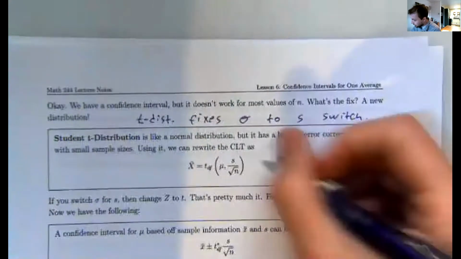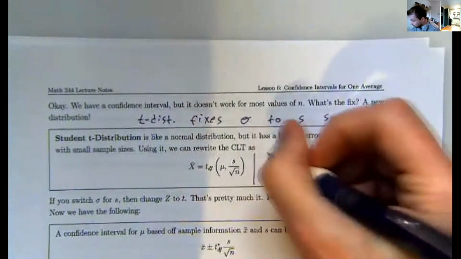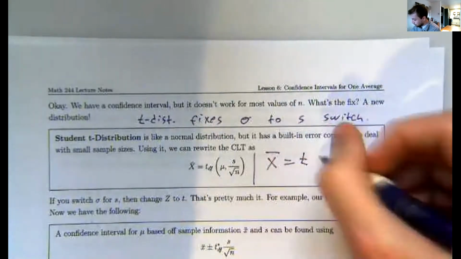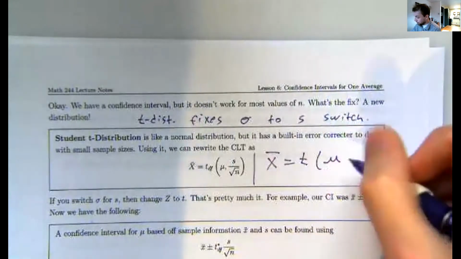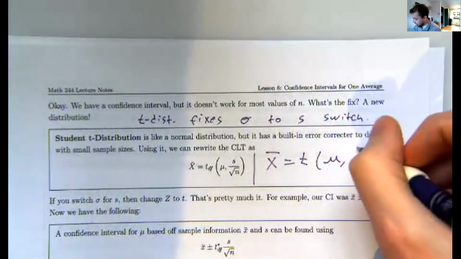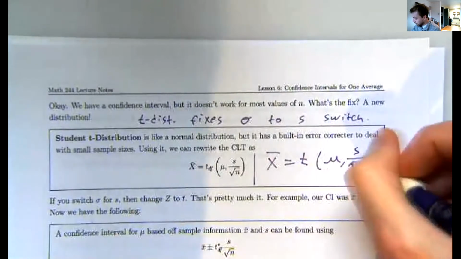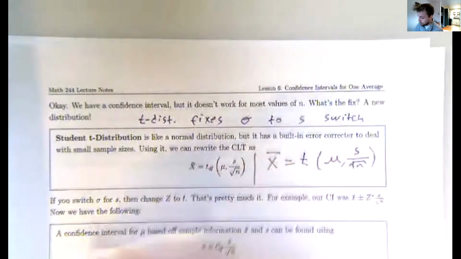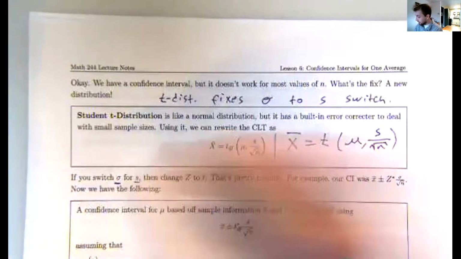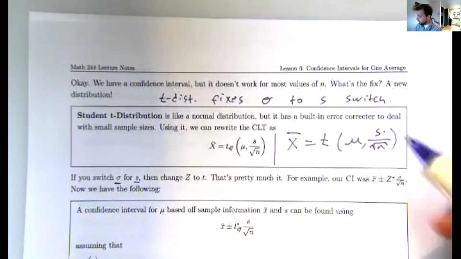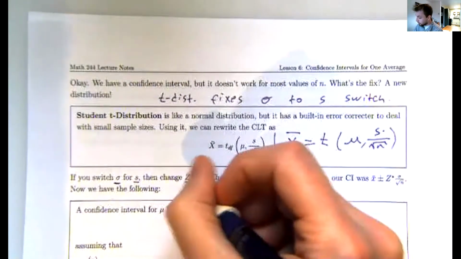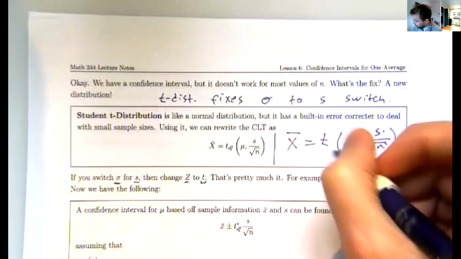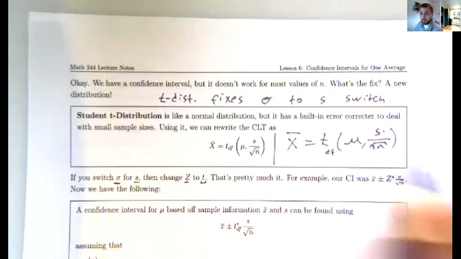And here's what he noticed. Gossett noticed that the sample average followed a t distribution with the center of mu and a standard deviation of S over the square root of n. So I can switch sigma for S and write an S here now. And when I do that, I no longer use z-scores, I use something called t-scores. This will be based off of something called degrees of freedom. We'll circle back to this.